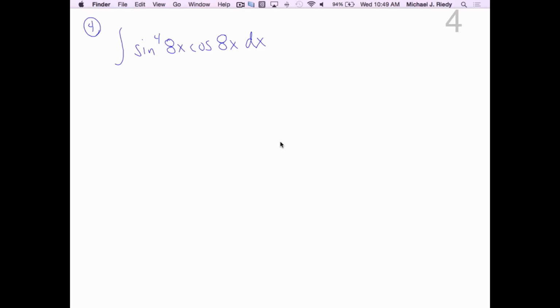A couple things to review, trig stuff. This statement makes no sense. You have to take the sine of something.